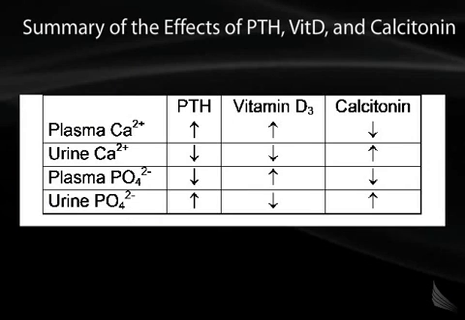So let's try to summarize the 3 different hormones that regulate calcium, as shown in this last slide. Again, there are 3 hormones: PTH, vitamin D, and calcitonin. They all work on regulating calcium and phosphorus levels in the blood. PTH and vitamin D, both of them increase serum calcium, whereas calcitonin decreases serum calcium. PTH decreases serum phosphate, whereas vitamin D3 increases serum phosphate. Calcitonin also decreases serum phosphate.